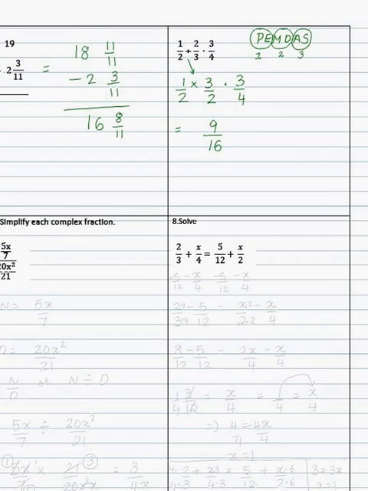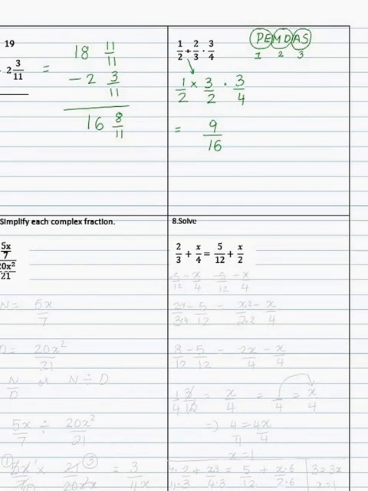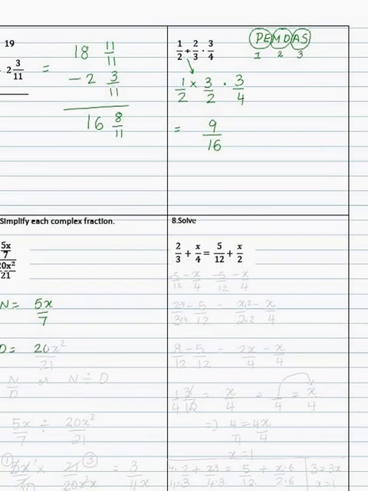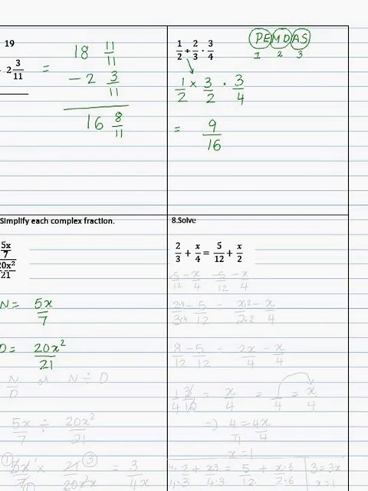Simplify each complex fraction. There's so many ways of working complex fractions out, but I would like to work the numerator separately, denominator separately. All right, so let me go ahead and work with the numerator here, which is 5x over 7. There's nothing I can do about this one. So let me go ahead and check the denominator. 20 over x squared over 21. I'm seeing if I can simplify any of these. No, I can't. 21, I don't think I can do anything.